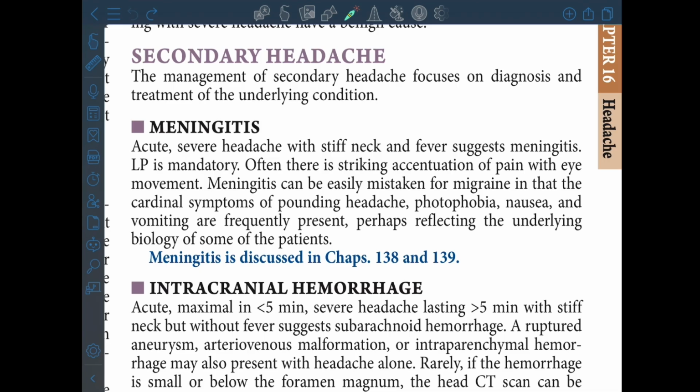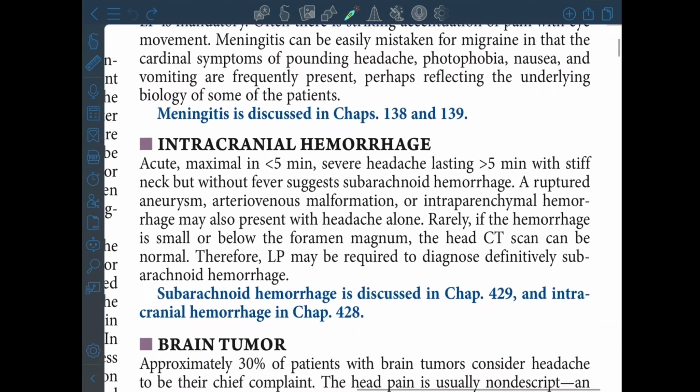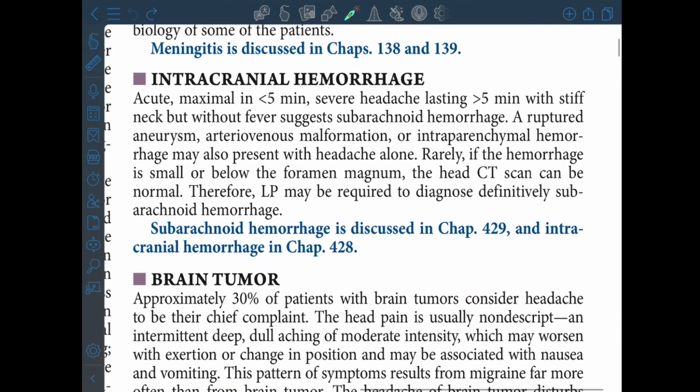Meningitis. Acute severe headache with stiff neck and fever suggests meningitis. LP is mandatory. Often there is a striking accentuation of pain with eye movement. Meningitis can be easily mistaken for migraine in that cardinal symptoms of pounding headache, photophobia, nausea, and vomiting are frequently present, perhaps reflecting the underlying biology of some of the patients.